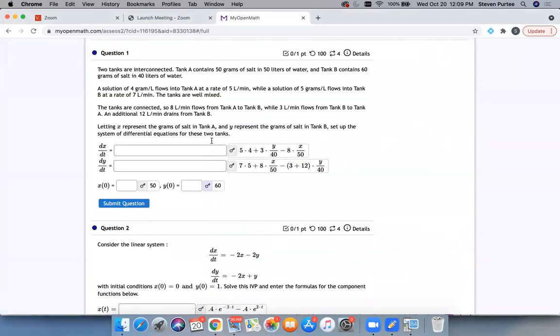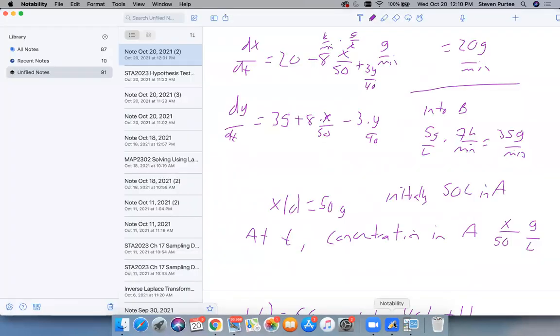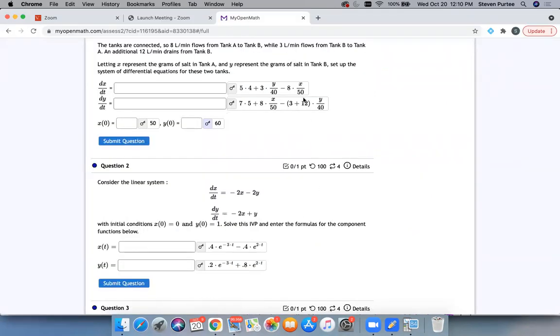Plus, we're also just draining 11 liters out of B. It's not going back into A. So we're also going to have another minus 12 y's over 40s that are just leaving B, but we're not going to put a plus back into A up here because it's not flowing into A, it's just being drained out. Okay, so you can see where everything came from. They combined that together when they coded it.